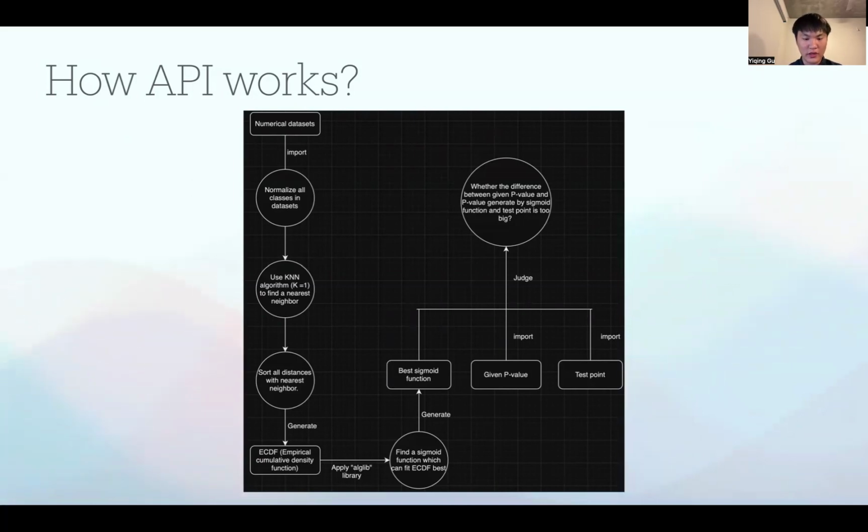After that, we're gonna apply a library called alglib. And then we're gonna find a sigmoid function which can fit ECDF best. We have our best sigmoid function and the given p-value and the test point. With all of these, we're gonna determine whether the difference between the given p-value and p-value generated by sigmoid function and test point is too big or too small, and then we can have our result.